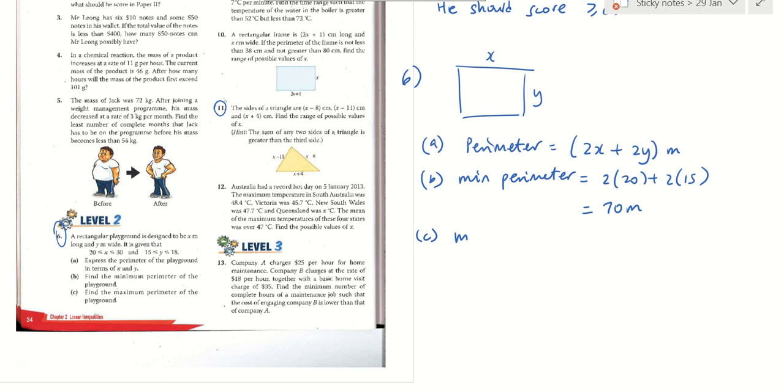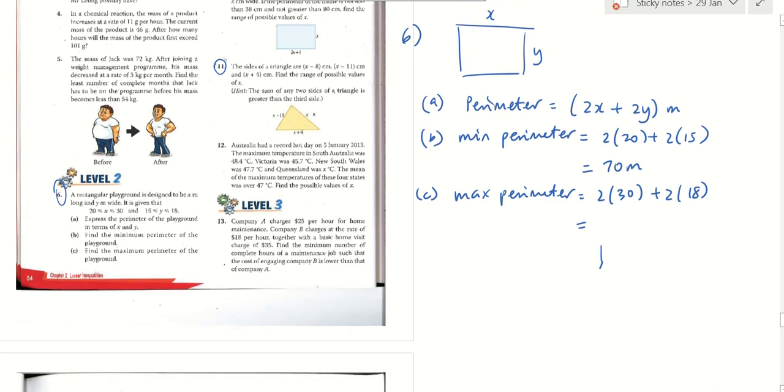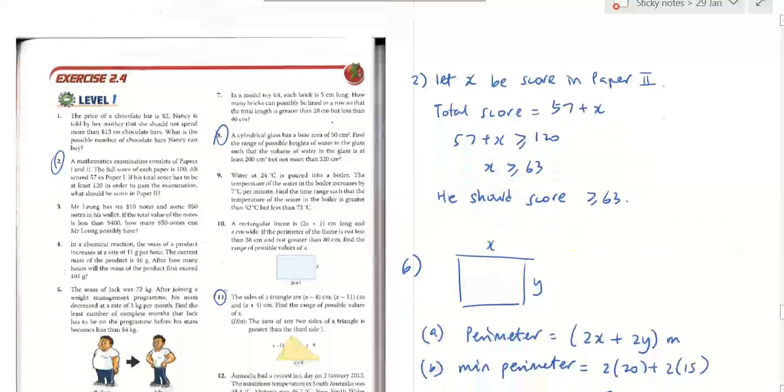And part C, maximum perimeter. Now we're going to take the upper values. For x, the highest is 30, and for y, the highest is 18. So that gives us 60 plus 36. So that is 96 meters. Now we go to the next question, number 8.